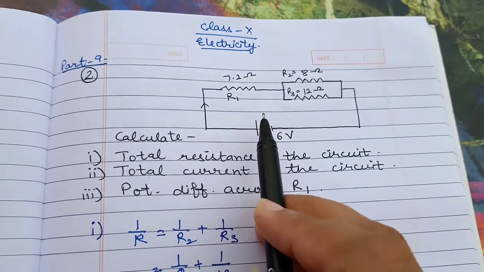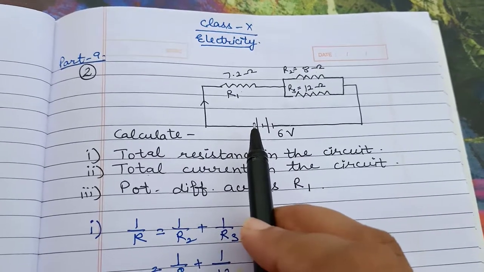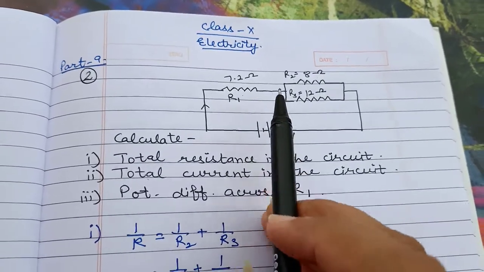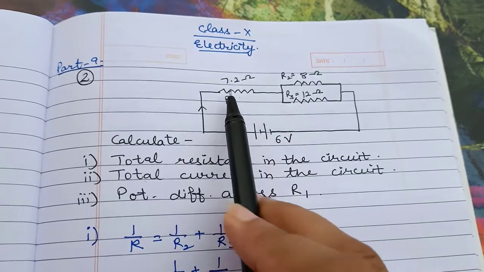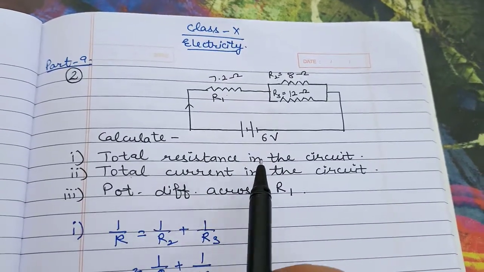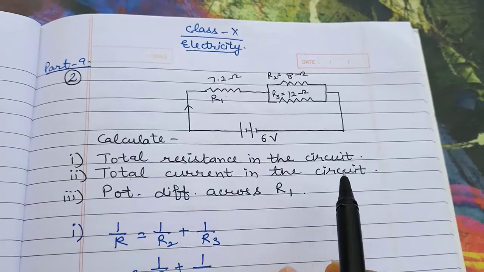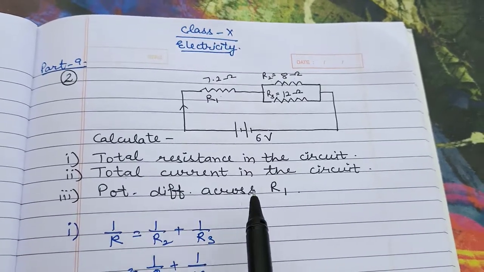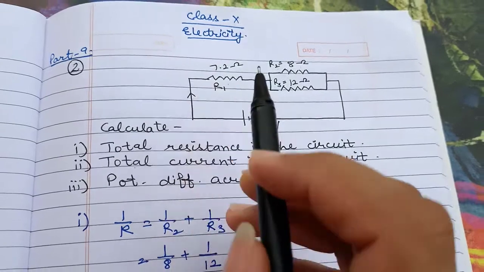We were solving the numericals on the series and parallel combination. We have the first question like this. This is the diagram and we have to find the total resistance in the circuit, the total current in the circuit and the potential difference across R1.